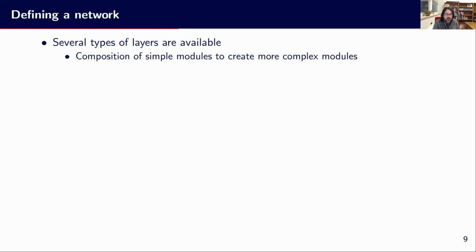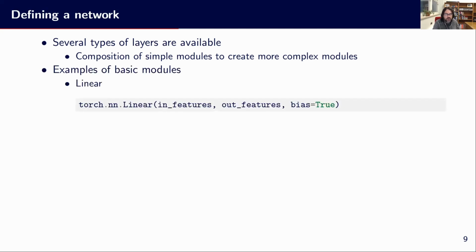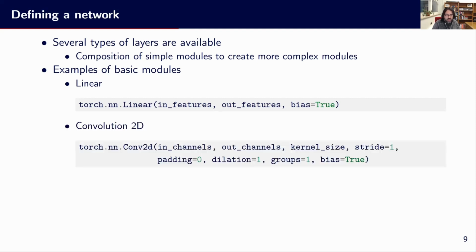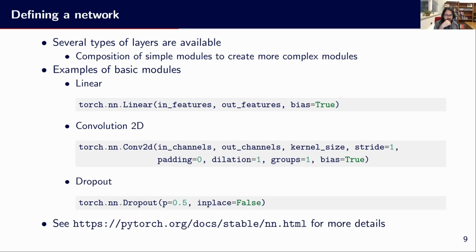We are usually composing simple modules together to build up more complex modules. Examples of basic modules include the linear module, torch.nn.Linear, where we have a number of input features, output features, and a bias or not, depending. We also have 2D convolutions that allow us to apply different configurations: different kernel size, stride, padding, whatever. These are different parameters to describe how our convolution is done. We also have dropout, which we can implement directly on the different layers with some parameters. You can look at the nn module documentation for more details on that.